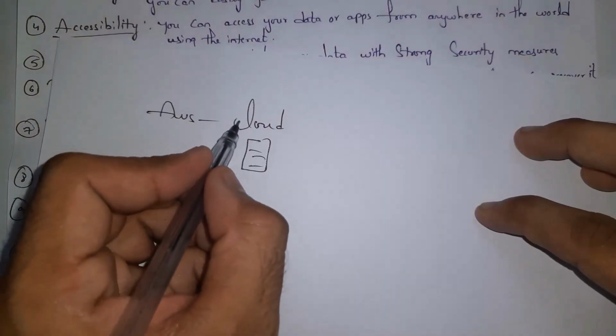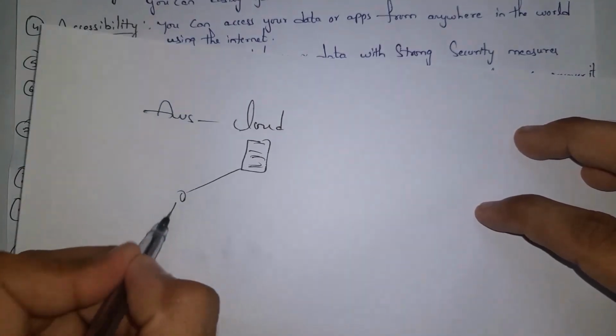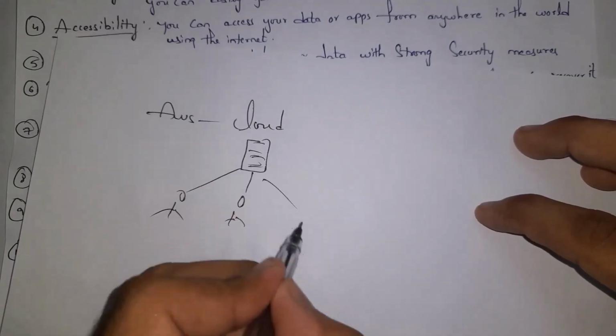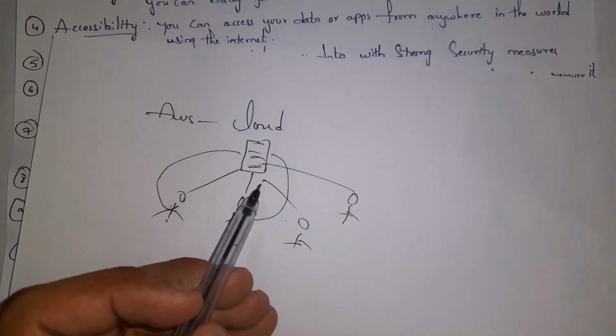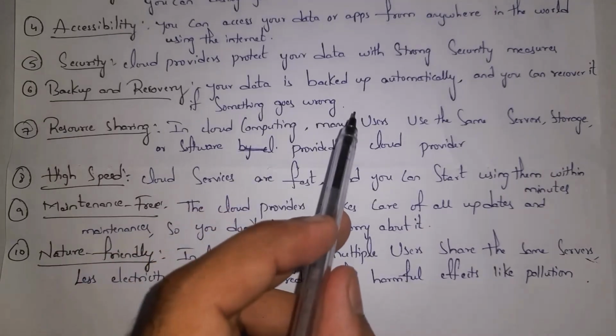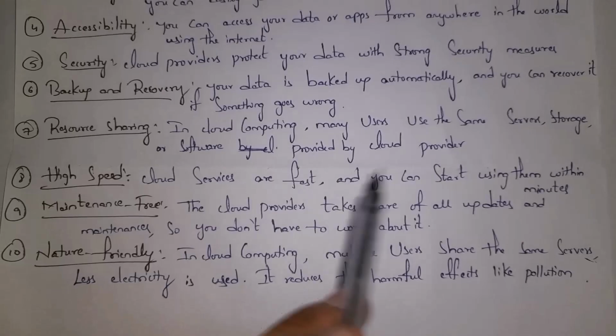Guys, for example, in cloud like AWS, I took one server for rent. Not only a single user will use this server, there are multiple users who will use the same server. Guys, not only a single user, multiple users will use the same server at a time. This is the meaning of resource sharing. In cloud, many users use the same servers, storage or software provided by cloud providers.